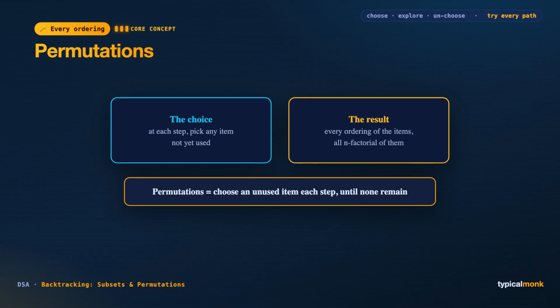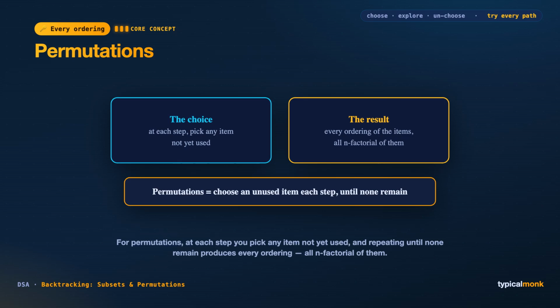Notice how the tree differs from subsets. At the top, there are n branches, one per item. At the next level, n-1 branches, since one item is now used. Then n-2, and so on, down to 1. Multiply those, and you get n factorial leaves, every ordering. 3 items give 6 permutations, 4 give 24. The tree narrows as it deepens because each choice removes an option.